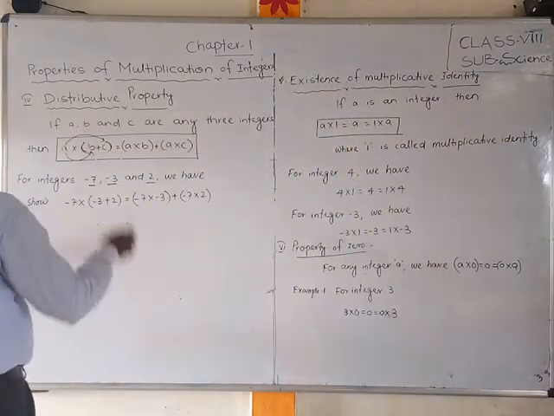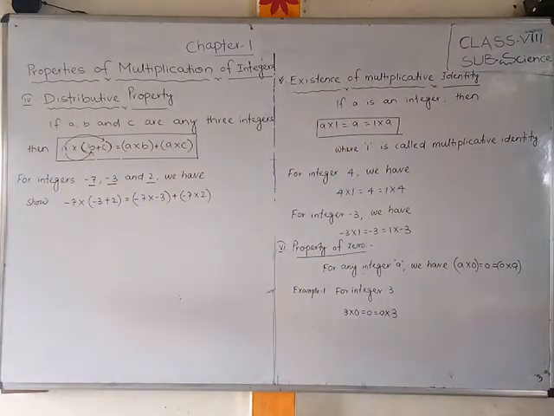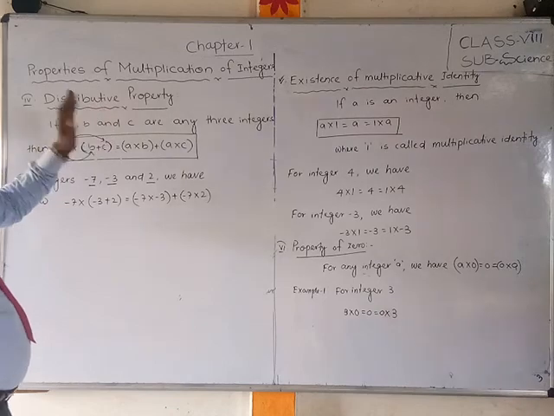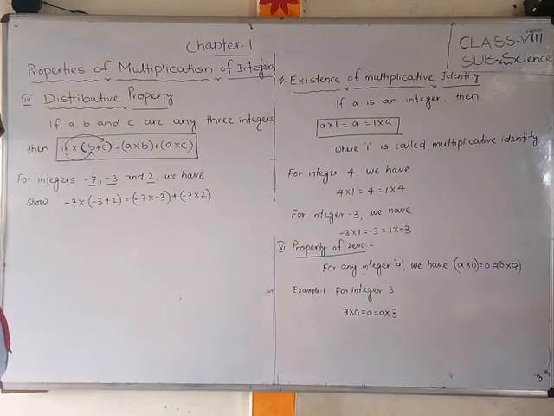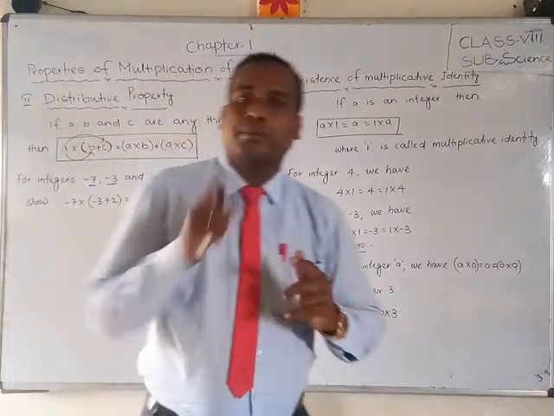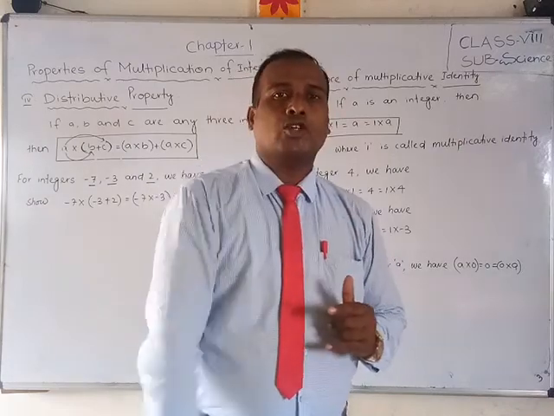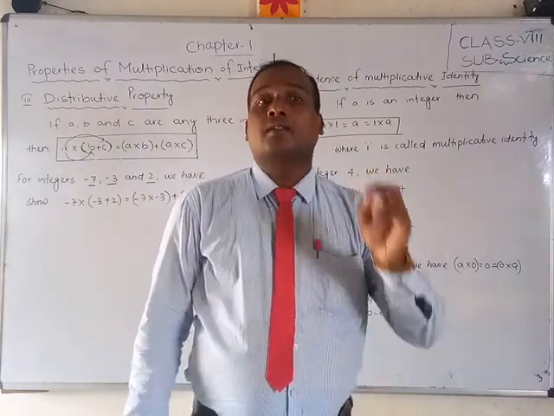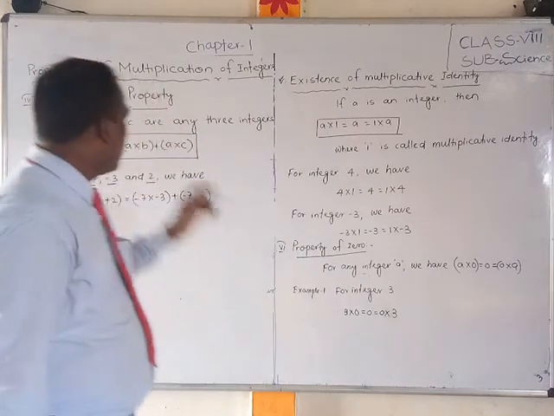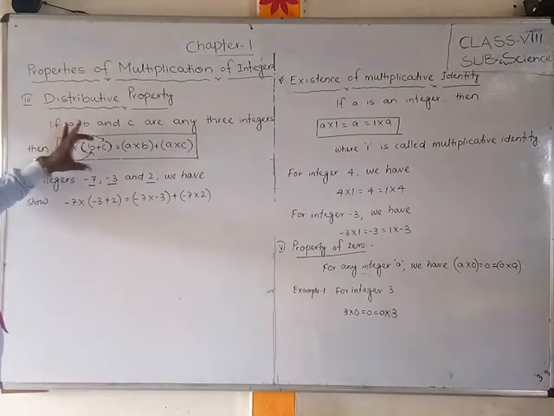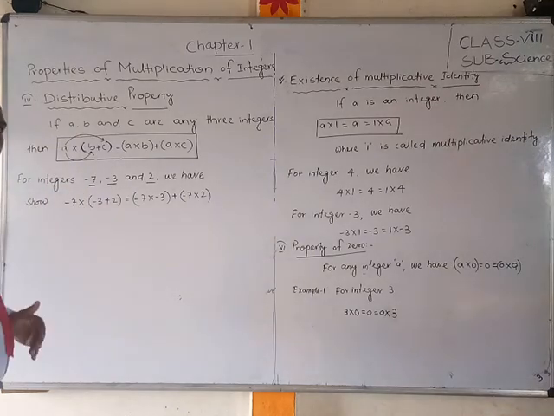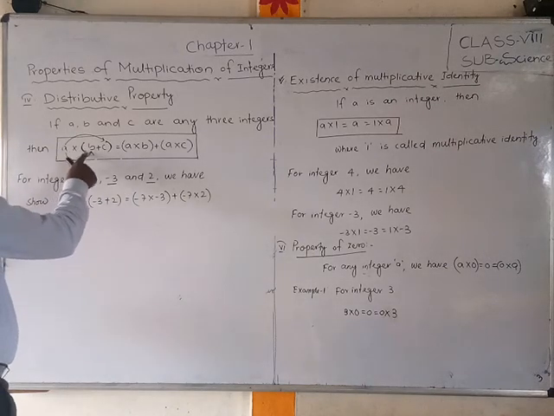Students, suppose we are taking three integers. For the distributive property, first of all write down: A, B and C are any three integers. Suppose A is one integer, B is another integer, and C is also another integer. Three integers are there. Then if the process in these steps is like this, it is called the distributive property. How does it go? A into B plus C.